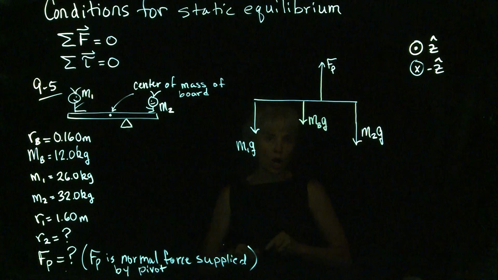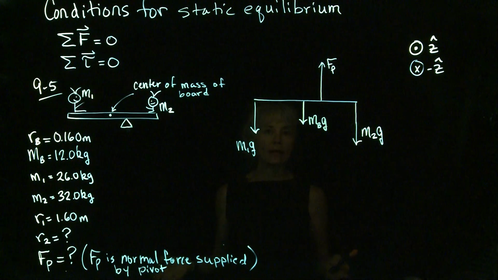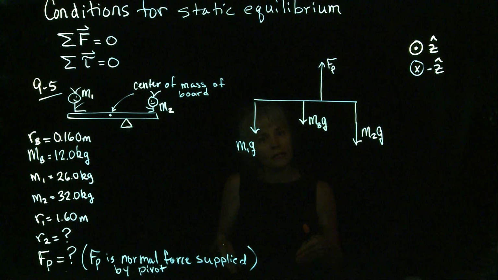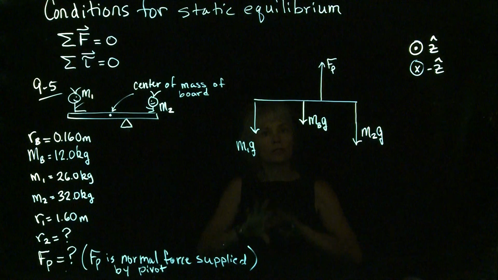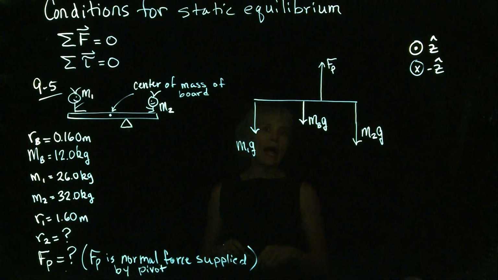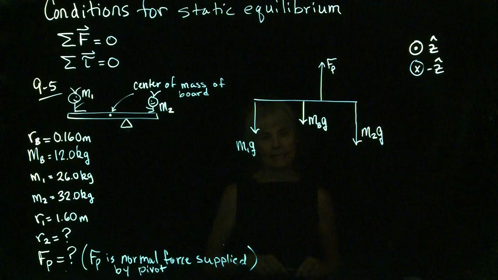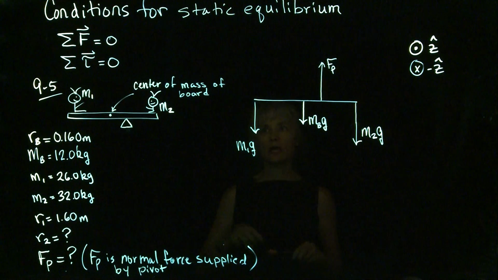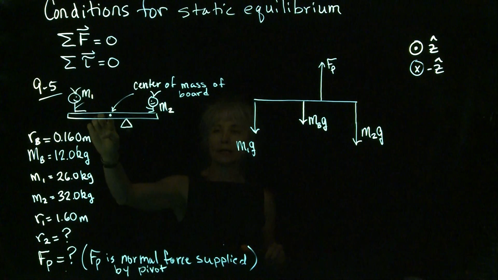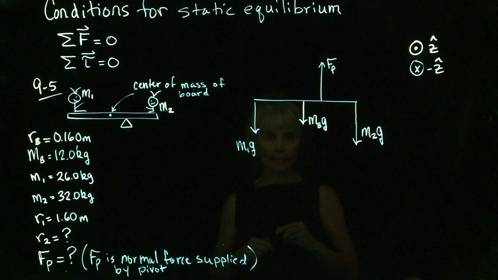Anytime you have an object that is symmetric, the center of mass of that object will be in its geometric center, as long as it's symmetric about its center. So we can apply the force of gravity acting on that object at one point, and that's going to be at its center of mass. So the center of mass of the board is directly in the center. I can apply the force of gravity on the board directly in the center.